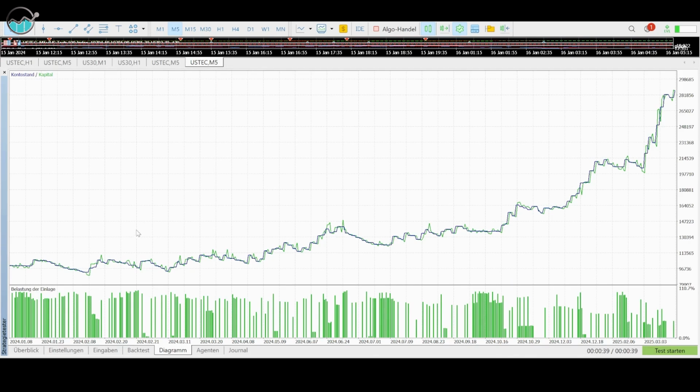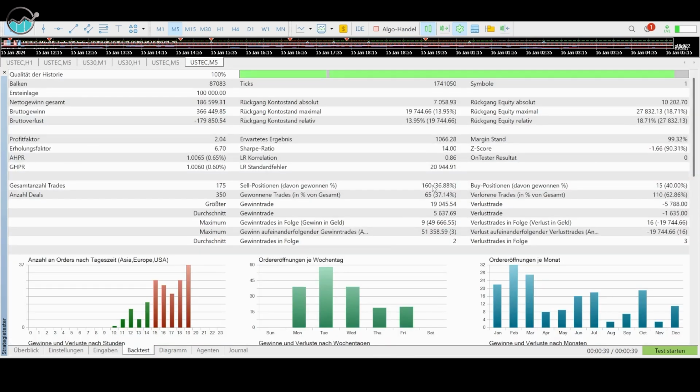After a longer sideways phase in the first half of 2024, the system gained significant momentum starting in October and has shown an almost linear upswing since then. The risk metrics are also impressive, with a recovery factor of 6.7 and a Sharpe ratio of 14.00. This strategy ranks among the more stable approaches.